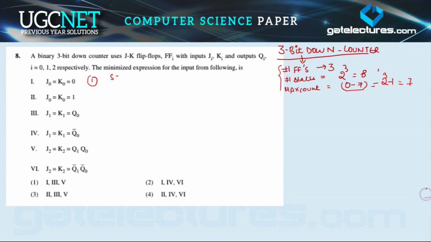We have to find out the inputs we are going to give to the JK flip-flops. A 3-bit counter with JK flip-flops means we are using 3 JK flip-flops, and they are asking what inputs you give to your JK flip-flops so that the output would be 0, 1, 2, 3 and so on. Or in this question they are just asking 0, 1 and 2, right? So the first step is to draw the state diagram.